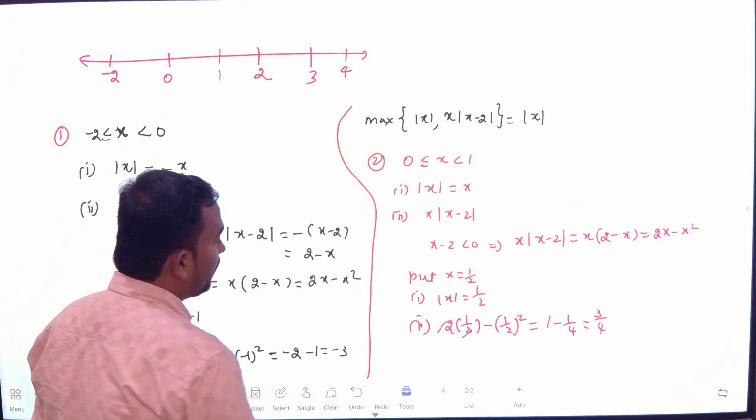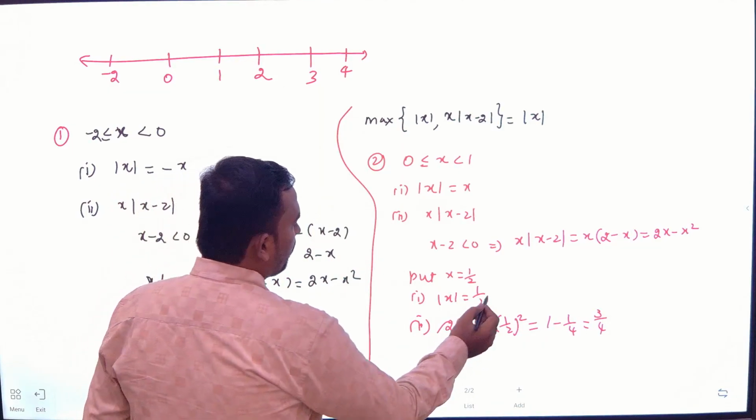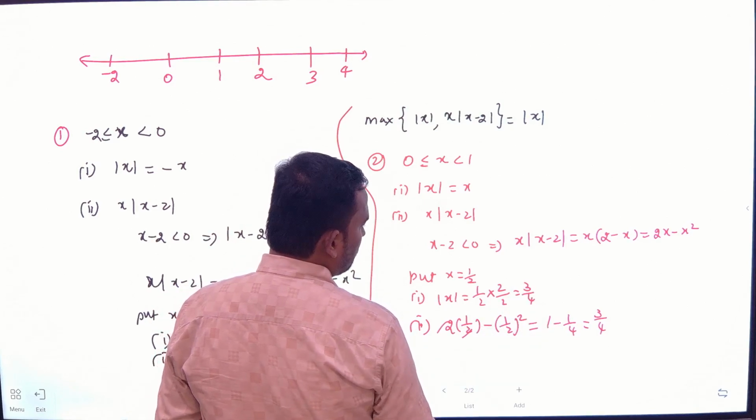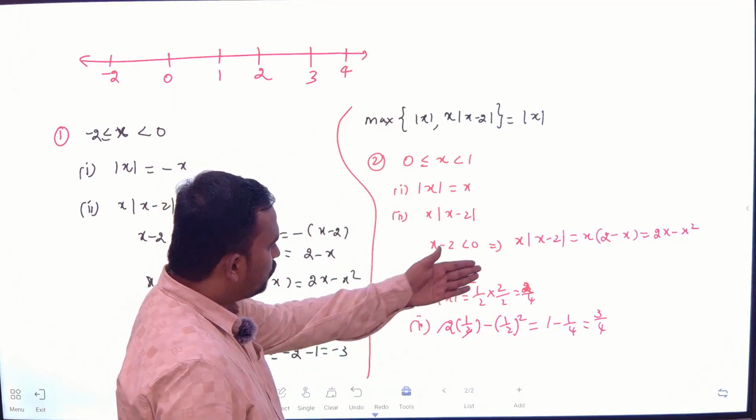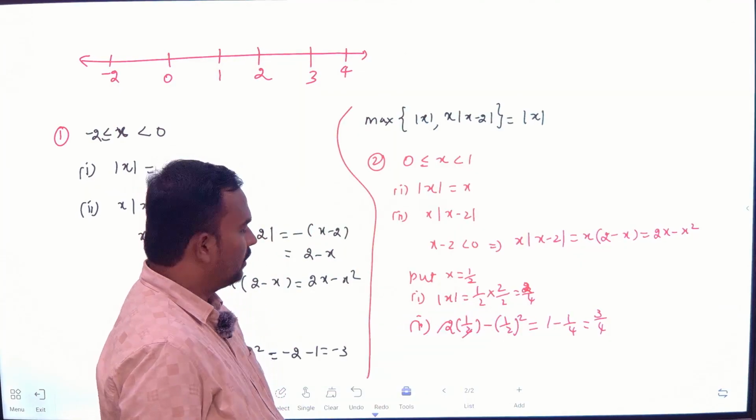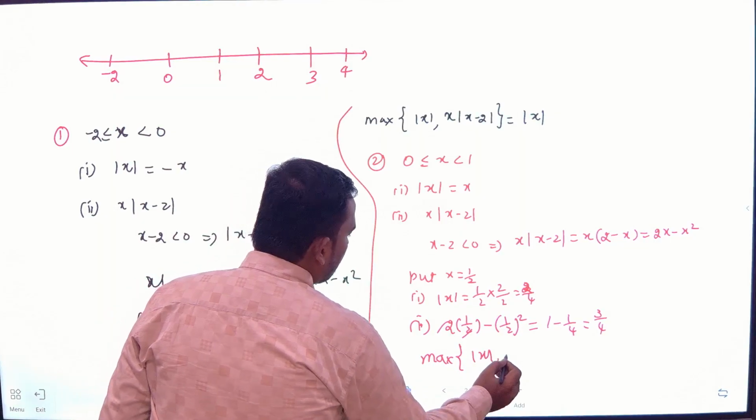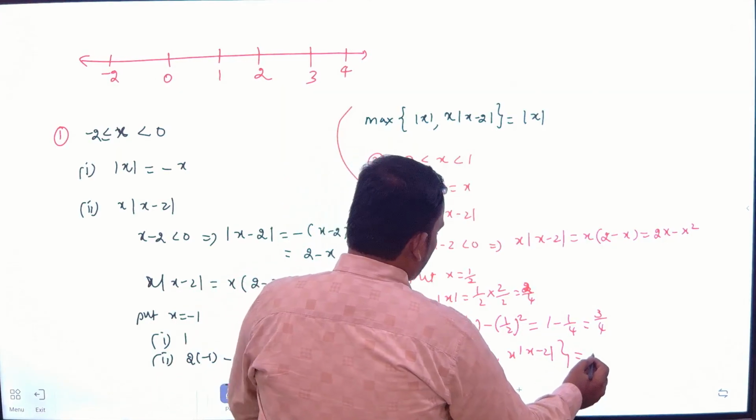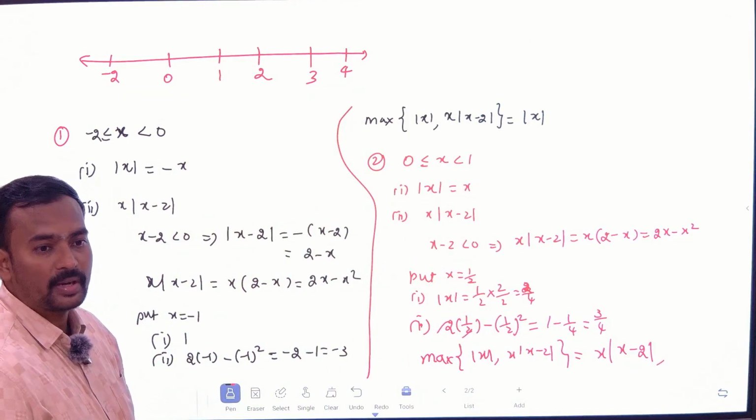So which is the maximum here? 3 by 4 is the maximum here, right? Otherwise you can multiply by 2, divide by 2, it will be 2 by 4 and 3 by 4. Which is the bigger one? 3 by 4 is bigger. Therefore, we can say the maximum of mod x and x into mod x minus 2 will be x into mod x minus 2. Clear? I hope everyone understood, right?